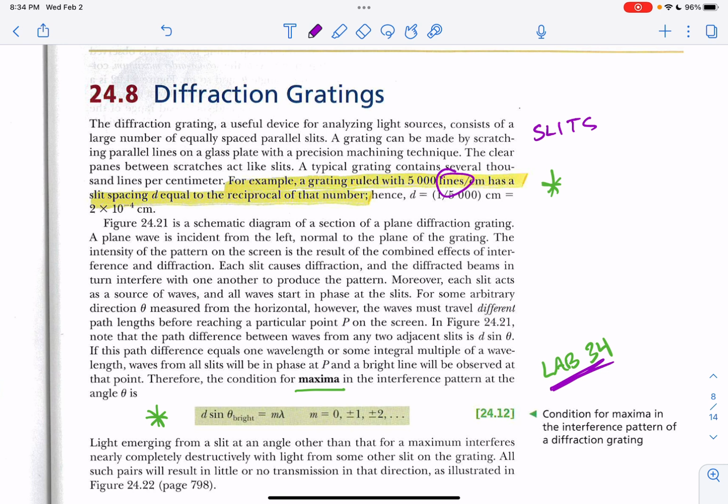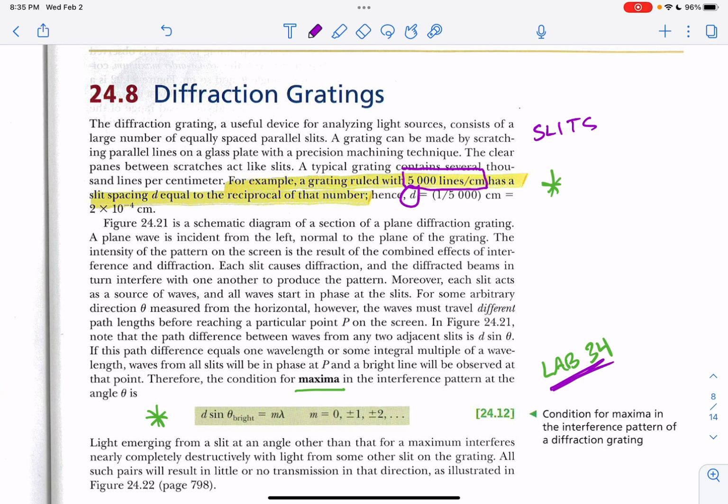So this is an important point. A lot of students make mistakes in this area. The letter D is the distance between each slit. However, when you read your diffraction grating, the diffraction grating usually does not give you the value of D. I repeat, does not give you D.